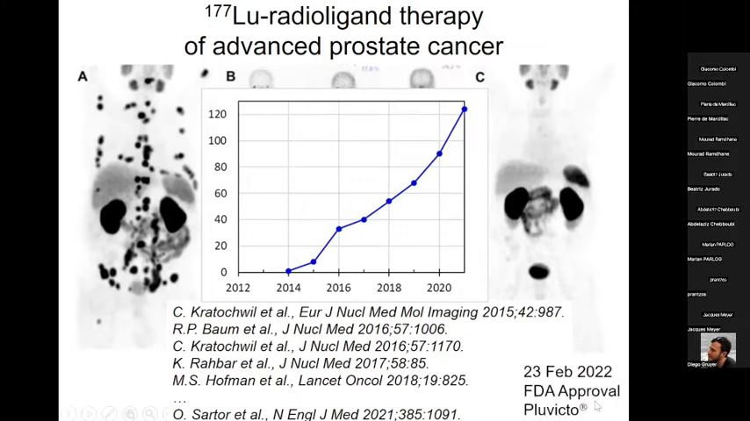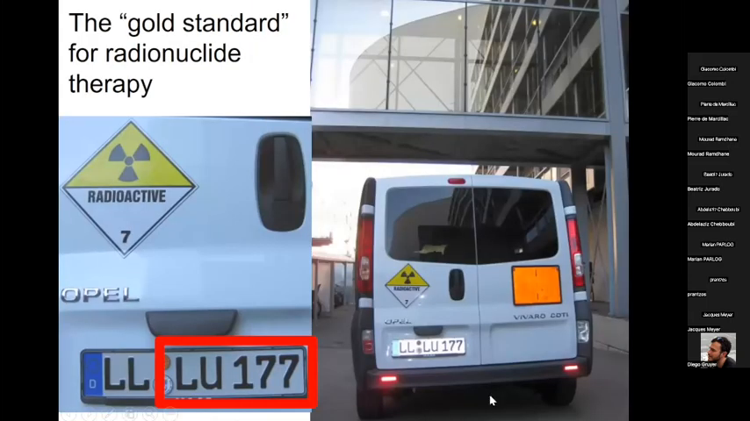And it led in this year to the approval of a new drug, which is 177 lutetium PSMA in the US, and it is expected that this will happen also soon in Europe. And that contributes to making this isotope really the gold standard for radionuclide therapy.